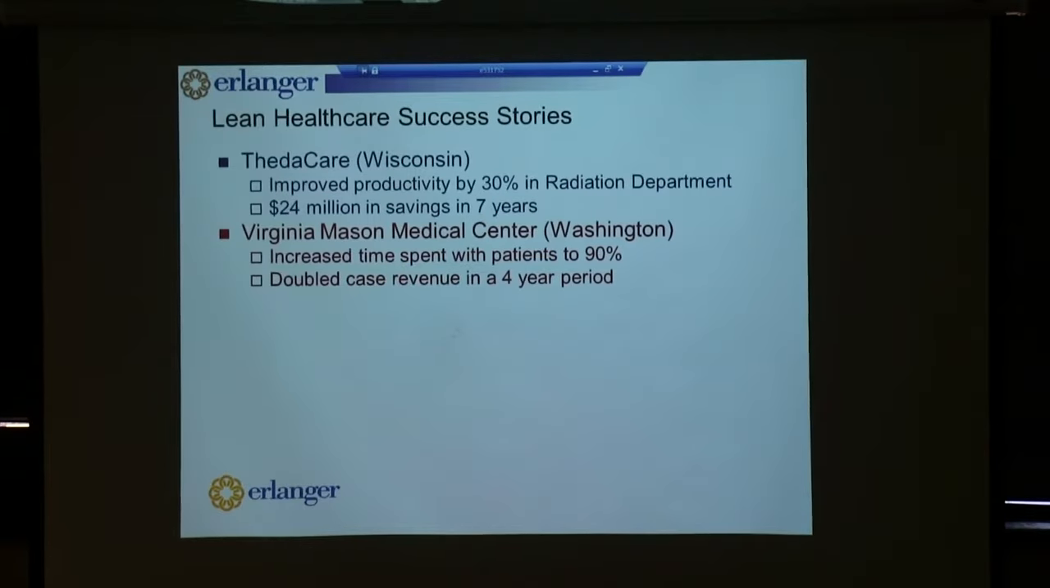Virginia Mason in Washington increased the time spent with patients to 90%. So I imagine that that would be important to all of you. There are a lot of tasks that you have to do that aren't direct patient care. So if we can improve those processes, if we can reduce duplicative steps, if we can reduce the physical steps you take so that you have more time to spend with the patient, you benefit, the patient benefits. Virginia Mason, also, while they were improving their processes, they doubled their revenue in a four-year period.